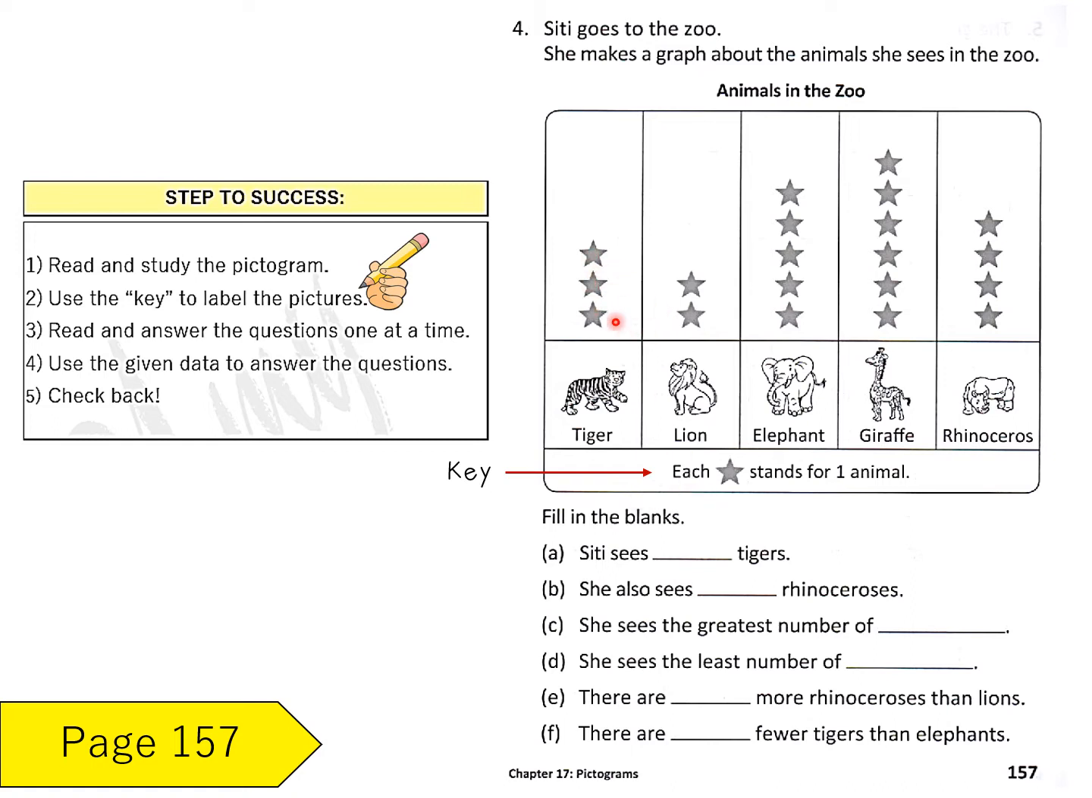The star represents how many animals: how many tiger, how many lion, how many elephant, how many giraffe, how many rhinoceros. So we can use star as the symbol. Each star stands for one animal. So we are going to use the key to label the pictures. We have to count and write the amount here. Like that: 3 tigers, 2 lions, 5 elephants, 6 giraffes, and 4 rhinoceros.